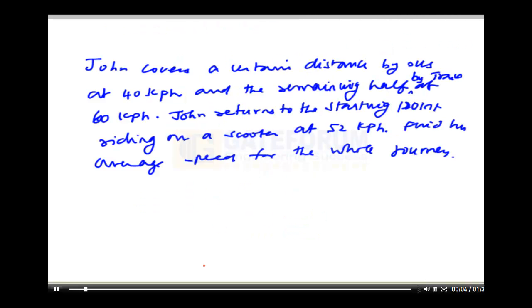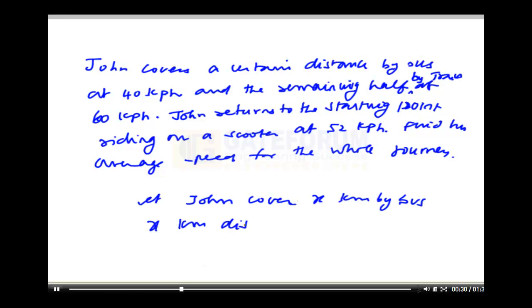A certain distance by bus at 40 kilometers per hour and the remaining half by train at 60 kilometers per hour. John returns to the starting point riding on a scooter at 52 kilometers per hour. Find his average speed for the whole journey. So let John cover x kilometers distance by bus, x kilometers distance by train, and 2x by scooter.